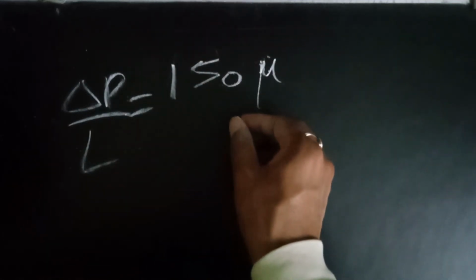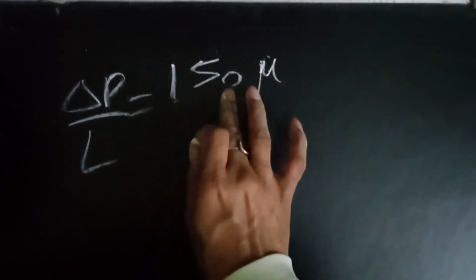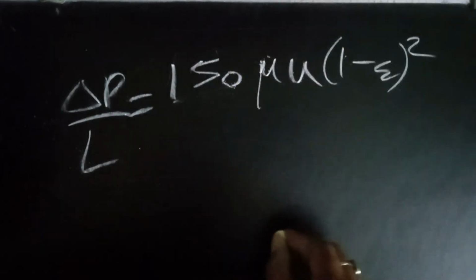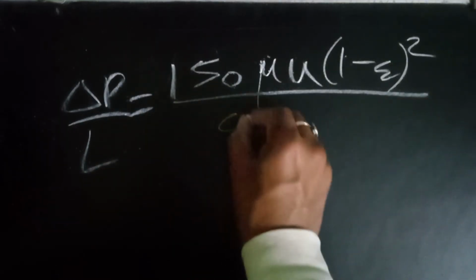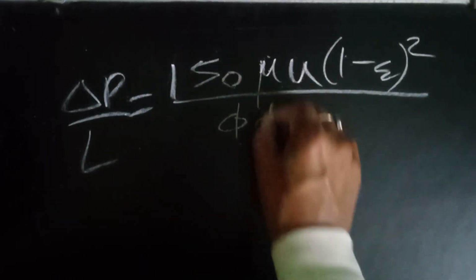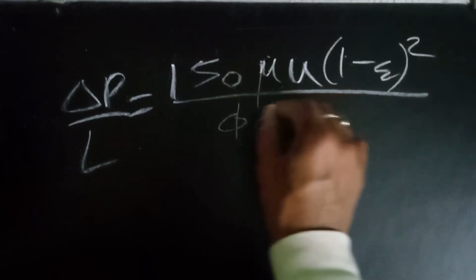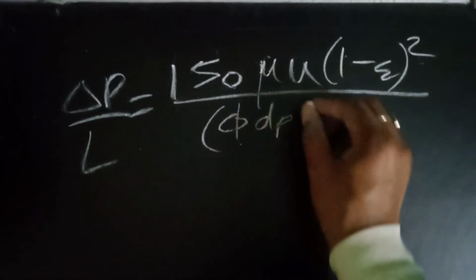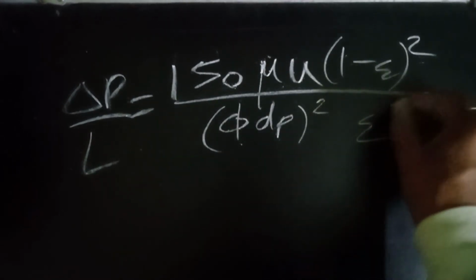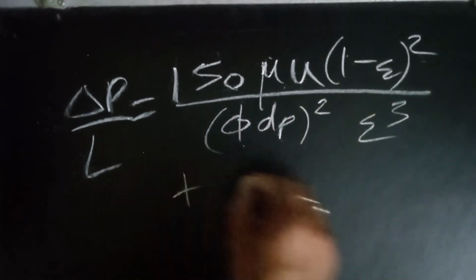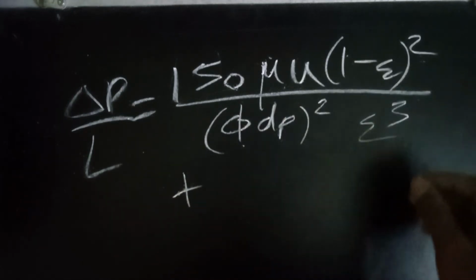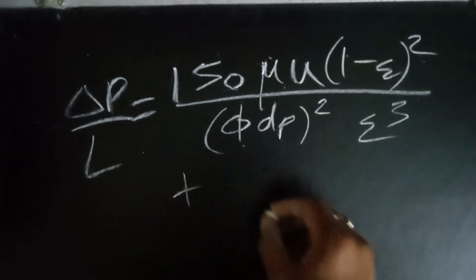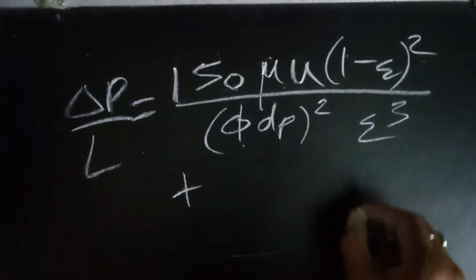One way to learn is 150. Okay, 150 mu u, and (1 minus epsilon) whole square upon phi square d square, mu u by d square, because this is square, this is also square. And this is epsilon cube. This is the Kozeny-Carman equation, and now the Burke-Plummer equation would be, this complete equation is Ergun.